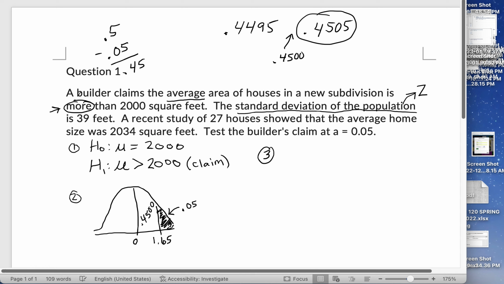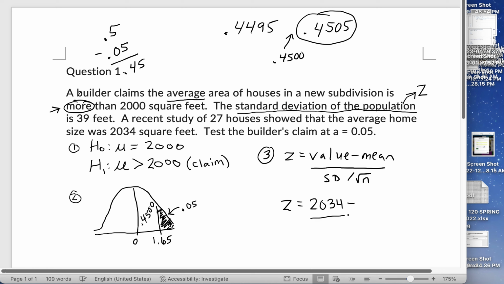All right, step 3, we're going to plug into our formula. Remember, your formula is the value that you want to convert minus the mean of the problem, divided by the standard deviation divided by the square root of n. Okay, so the value that you want to convert is the value in the research that was done. So it says a recent study of 27 houses showed that the average was 2,034. So that number goes first. And then the mean is the 2,000.